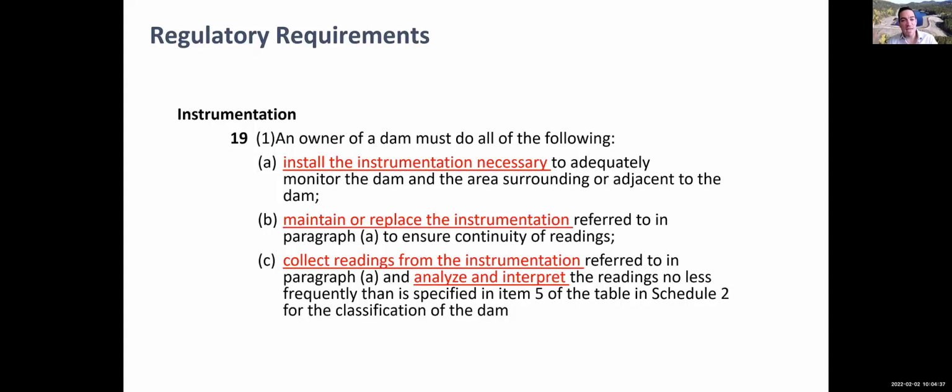So the second is maintain or replace that necessary instrumentation. But why are we putting it there? Because we want to collect readings from the instrumentation so we can analyze and interpret it. So really the goal of these simple minimum requirements is detection. And that was the last point of Dwayne's last slide. So today we're going to be focusing on how we do all these things so that we can detect and make our dams safer.